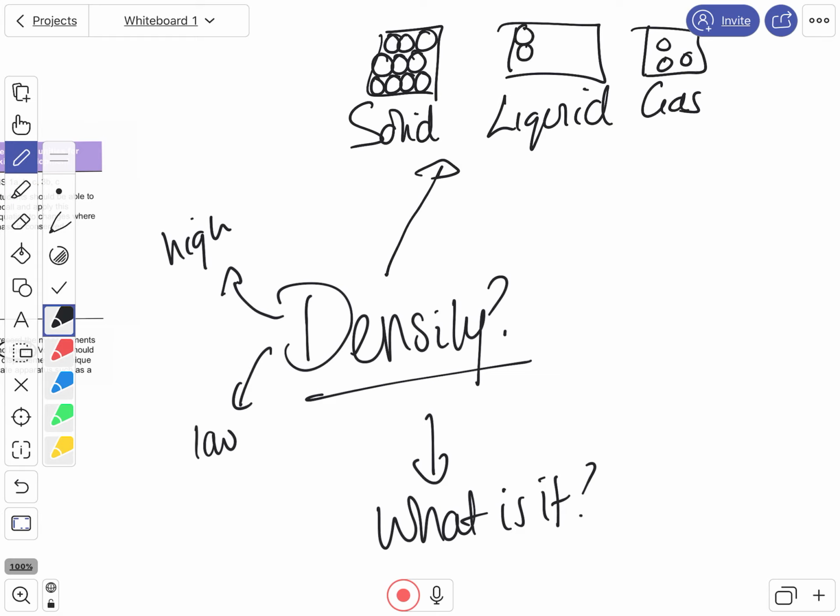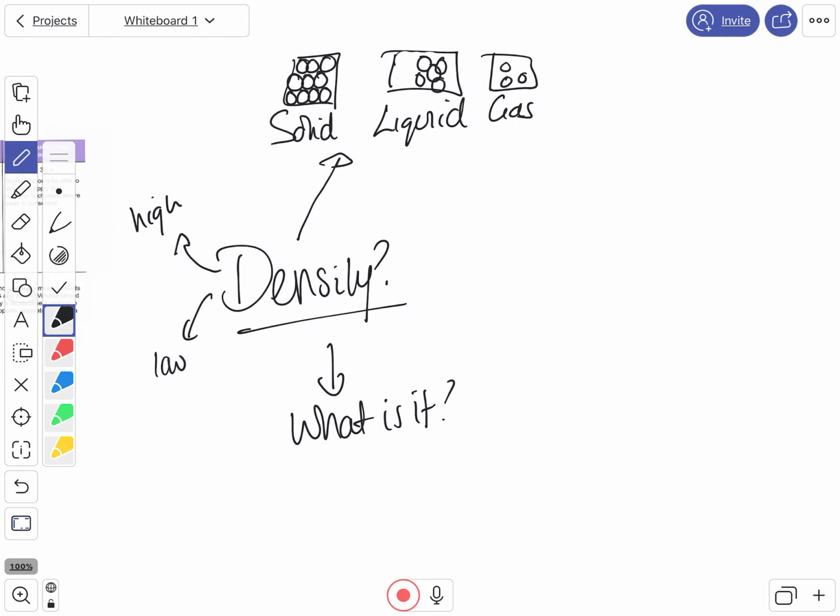Our liquid, common mistake here, particles should still be touching, but they shouldn't be in rows. Now that's not a great picture, is it? Because they're all still looking quite in rows, but the particles should be touching, but they shouldn't be in rows. Now look at all my particles, they should all be roughly the same size, even between the solids, liquids and gases pictures.